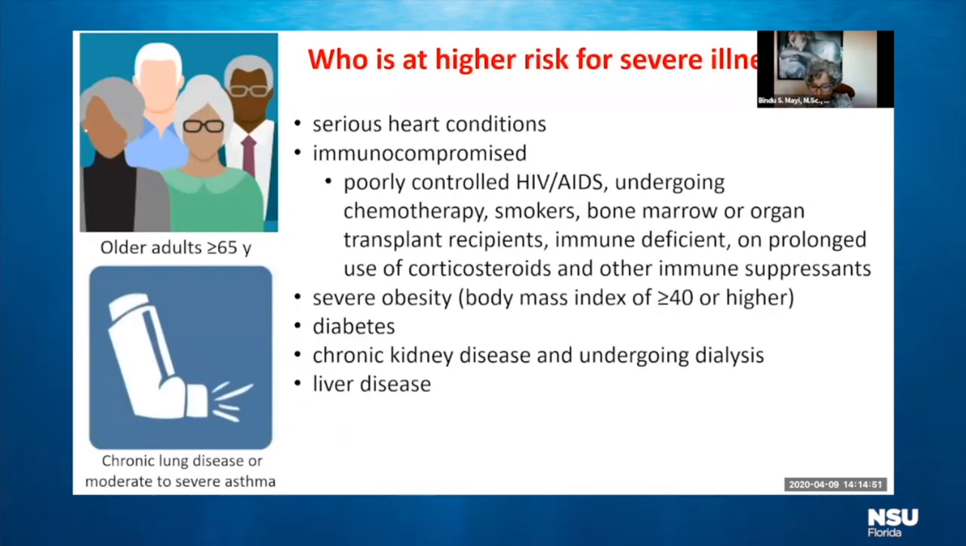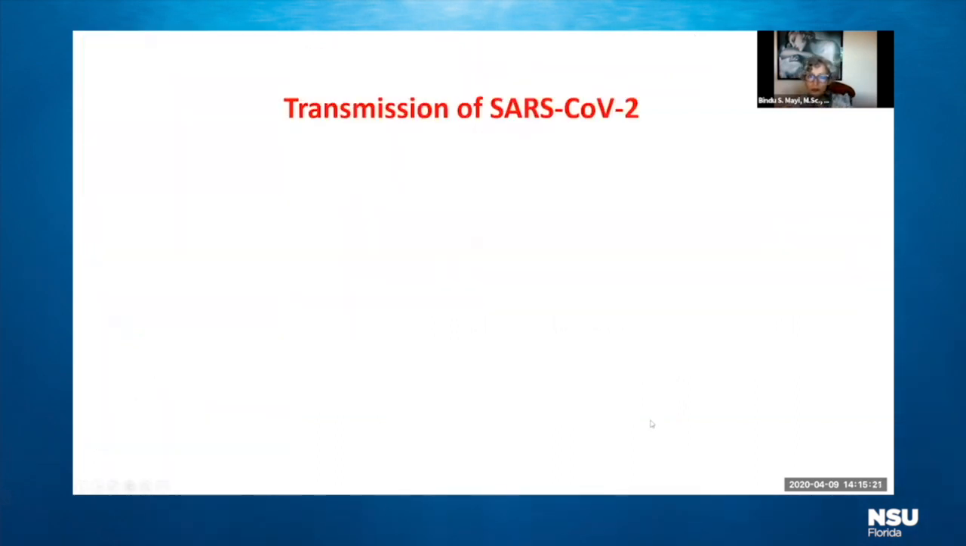So the people that we try desperately to protect are the ones that are at highest risk of severe illness and consequently death. So these include our elderly population, individuals 65 and older, those with chronic lung disease or moderate to severe asthma, people with serious heart conditions, people who are immunocompromised due to any number of reasons, those with severe obesity, diabetes, chronic kidney disease, liver disease. All of these individuals are at higher risk for severe illness.